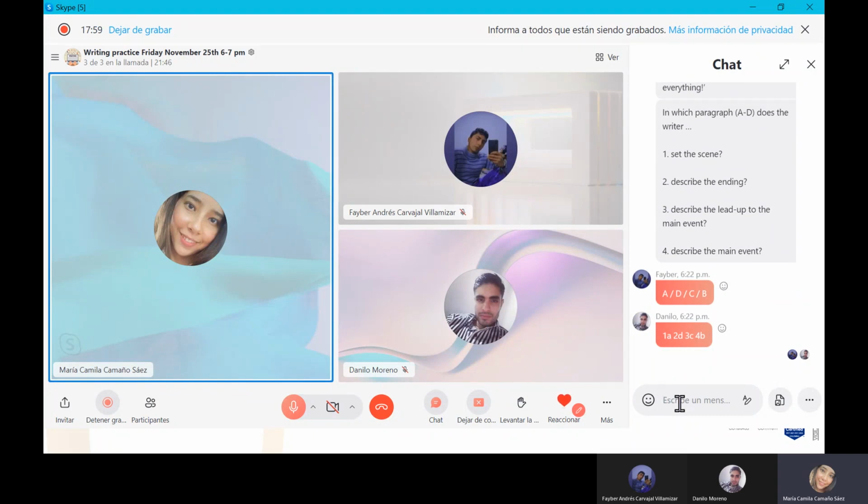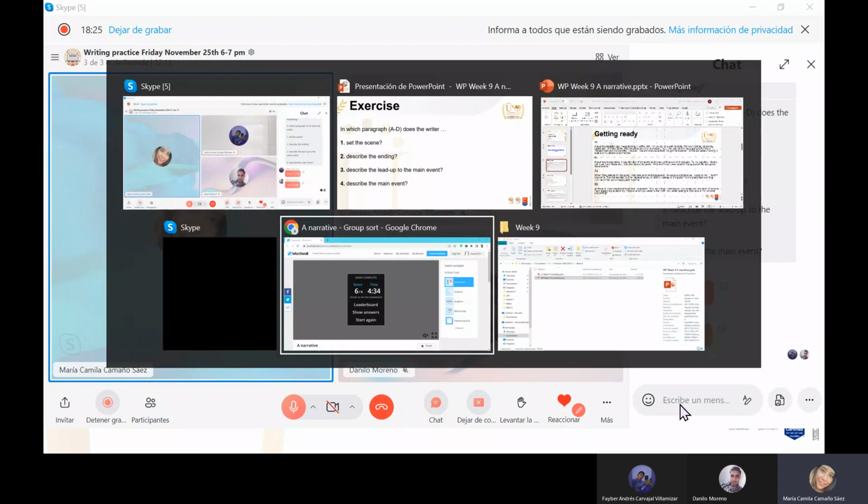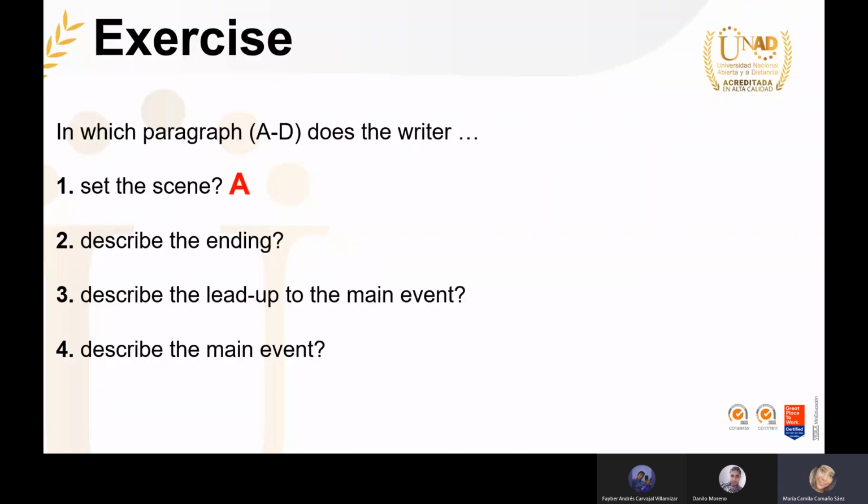Yeah, in fact, these are the correct answers. In the paragraph, letter A, the writer sets the scene. Letter D, describes the ending. Letter C, describes the lead up to the main event. And letter B, describes the main event. Okay, you're right. So I'm going to show you the answers. Okay, these are the correct answers.